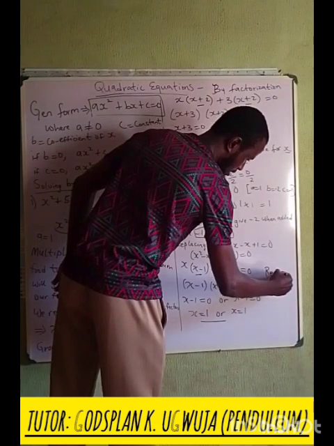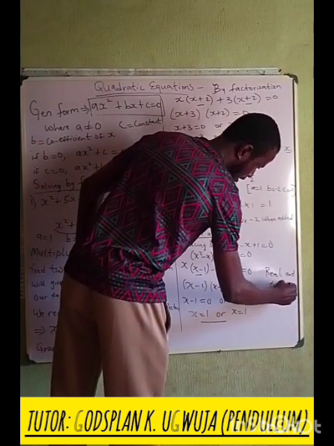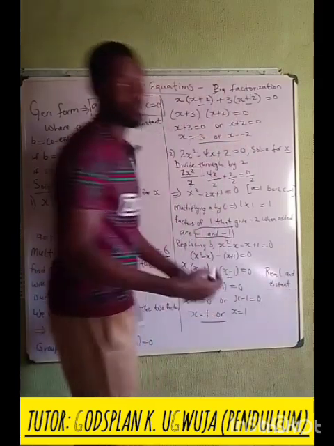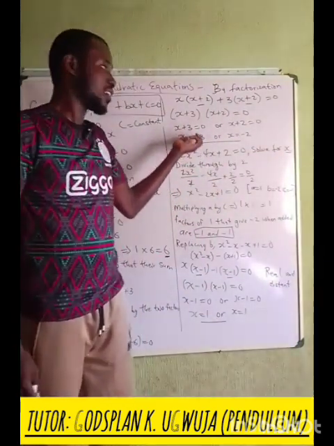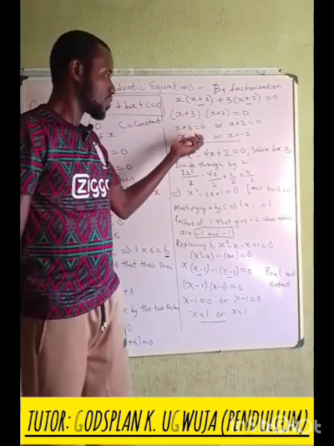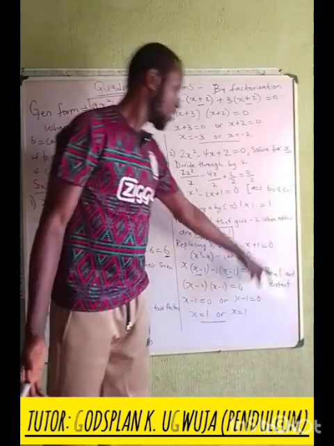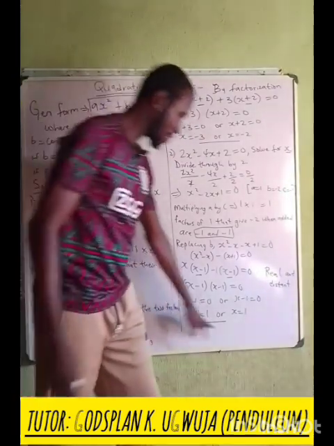Let me write it here. Real and distinct. That's the first case. In case you're asked for type of roots, these ones are real and distinct. Okay, these are real numbers. They are normal rational numbers. Okay, real and distinct.